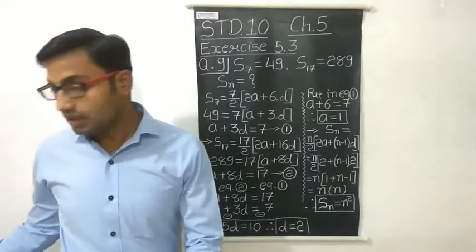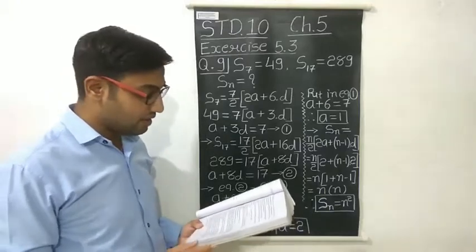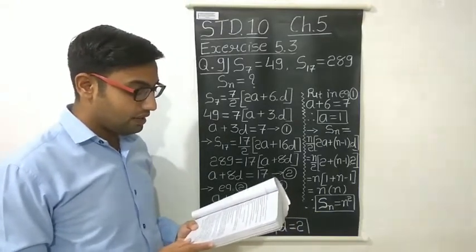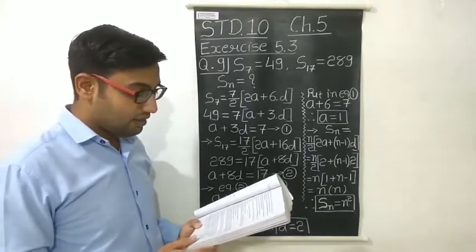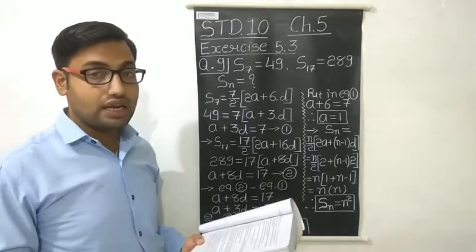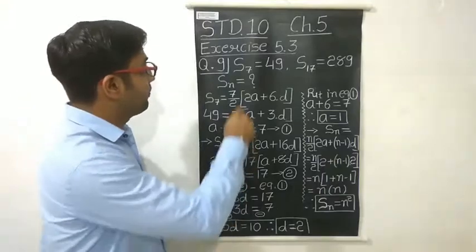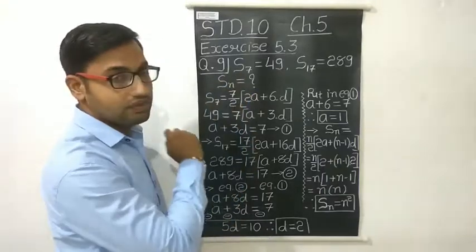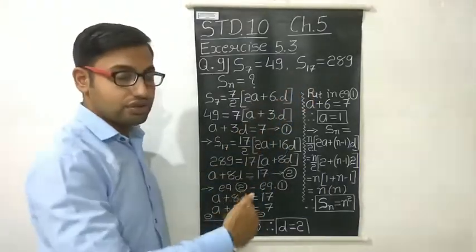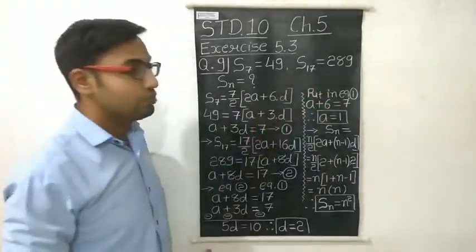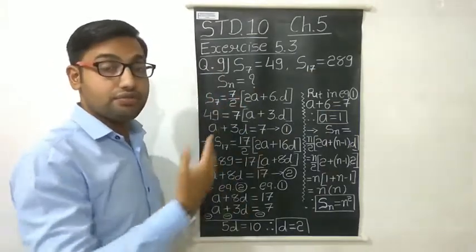What is the question? If the sum of first 7 terms of an AP is 49 and that of 17 terms is 289, find the sum of first n terms. So here we are given the sum of the first 7 terms, S7, equals 49, and the sum of the first 17 terms equals 289. What do we have to find out? The sum of the first n terms.